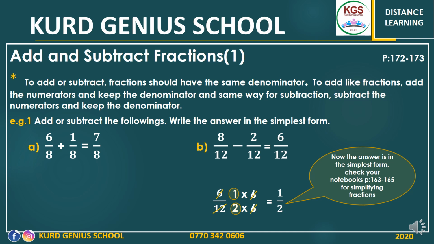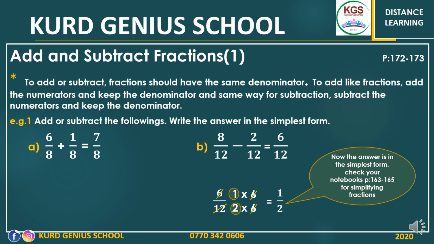So the answer is 6 over 12. Remember, it says write the answer in the simplest form. We have to simplify the fraction if it's possible. We studied simplifying fractions in the first lesson. You can see page 163 to 165 for simplifying fractions.